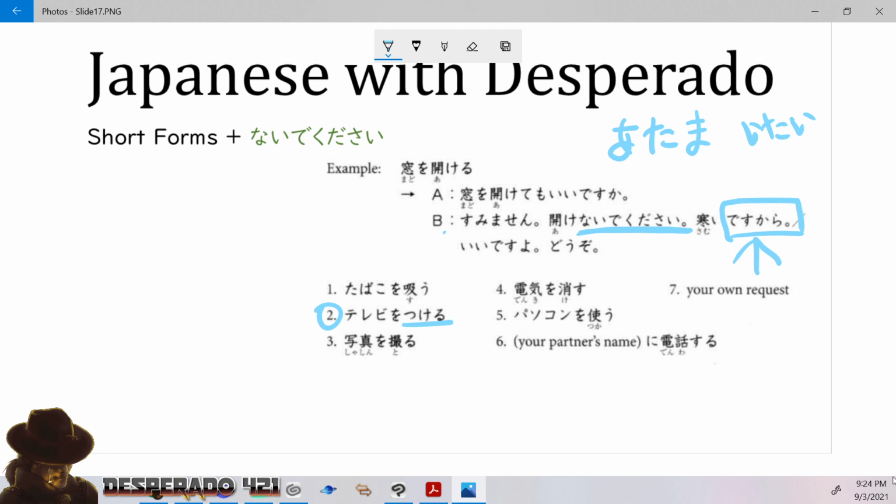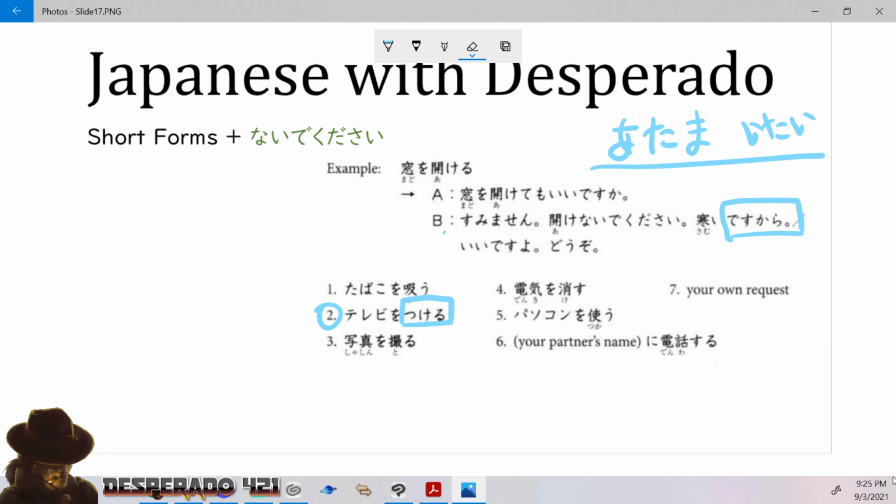So I would go with sumimasen, tsukenai de kudasai. Atama itai desu kara. Desu kara. Okay. Try one more time. So sumimasen. Tsukenai. Why do I keep thinking that's a T? Sumimasen. Tsukenai de kudasai.